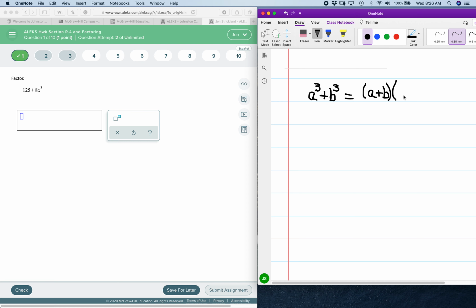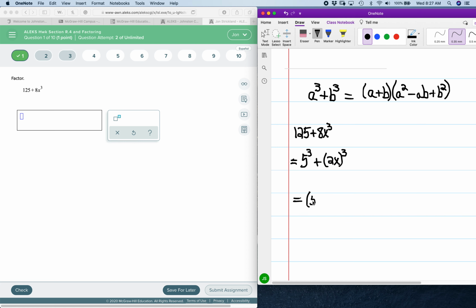times the quantity of a squared minus ab plus b squared. For this particular problem, you have 125 plus 8x cubed. If you notice, 125 is a perfect cube, 5 to the third. 8x cubed is 2x raised to the third power. You can envision a being represented by 5, b represented by 2x.